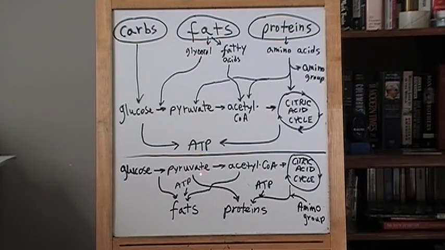The reverse is also true. So if you add ATP, you can use intermediates from these metabolic pathways to form fats and proteins.